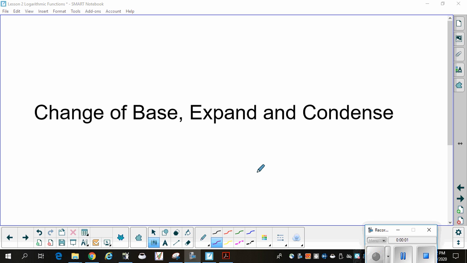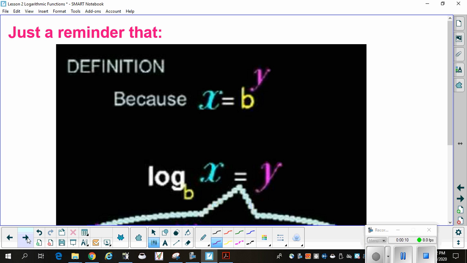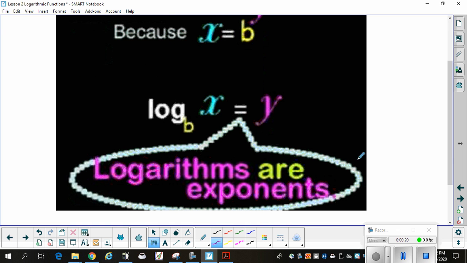Lesson 2, Part C. Change of base, expand, and condense. This is going to get us prepared to solve equations. Now, a reminder, x is equal to the base raised to the y, so log base b of x is equal to y. Y is our exponent. Logarithms are exponents.